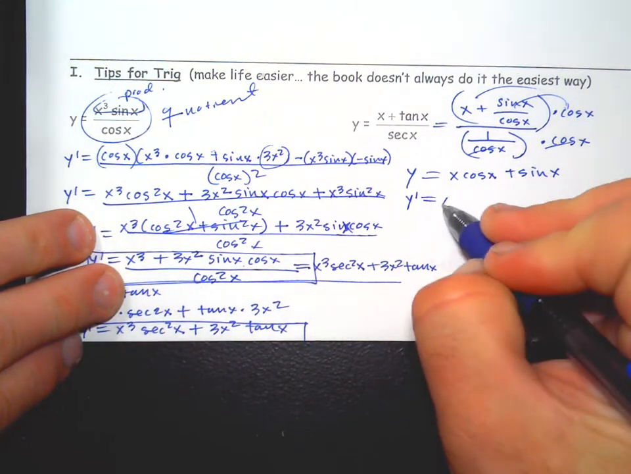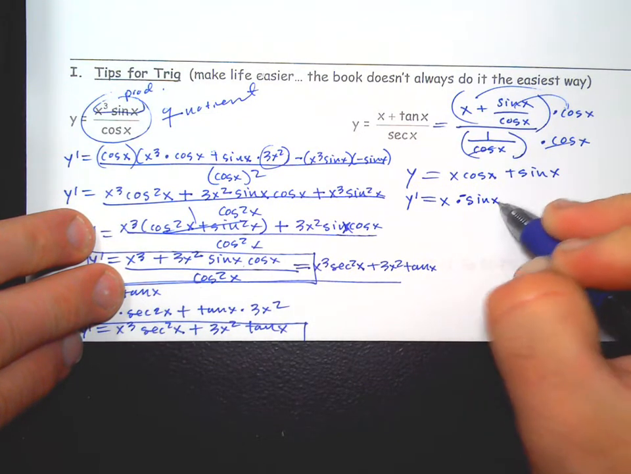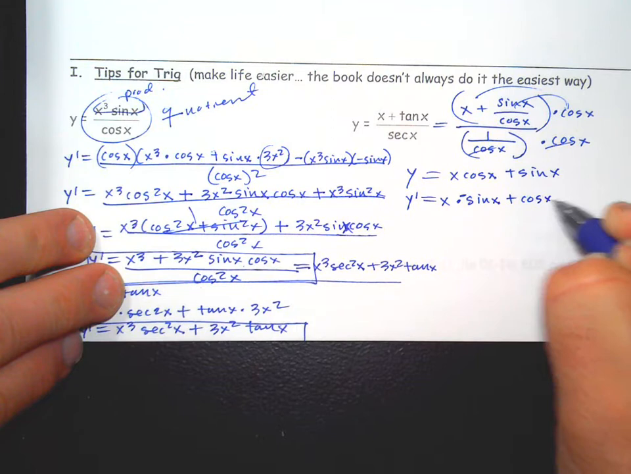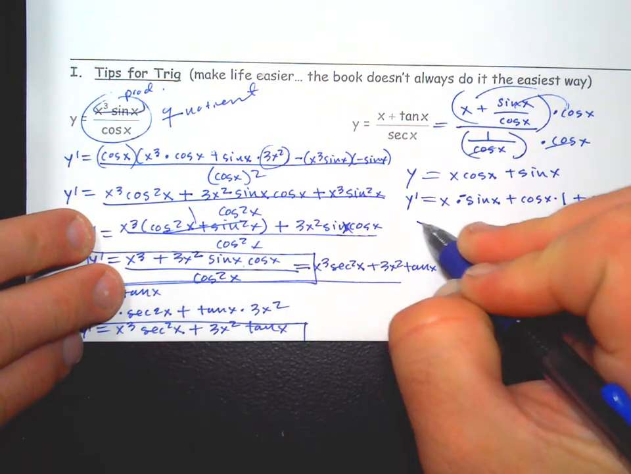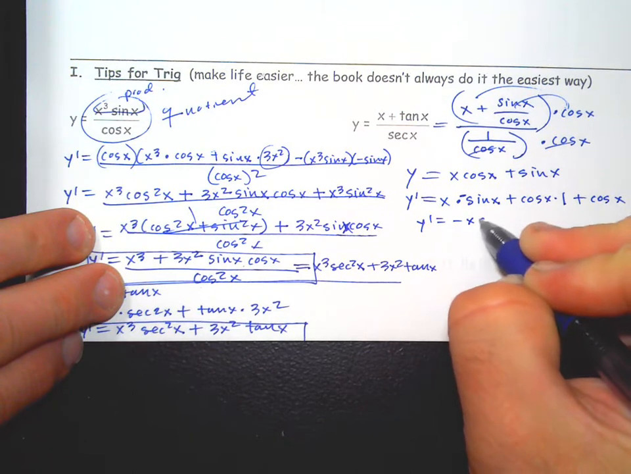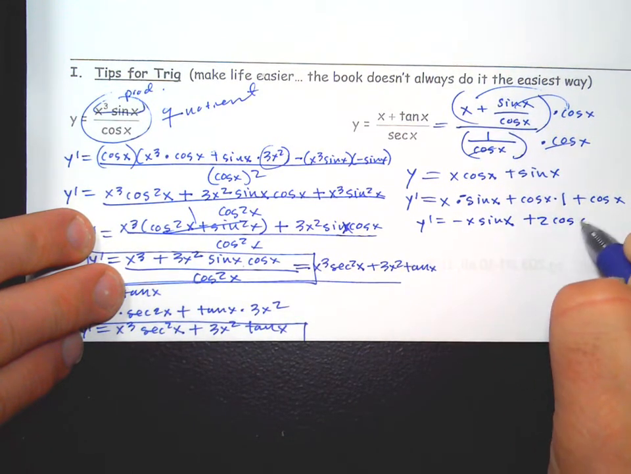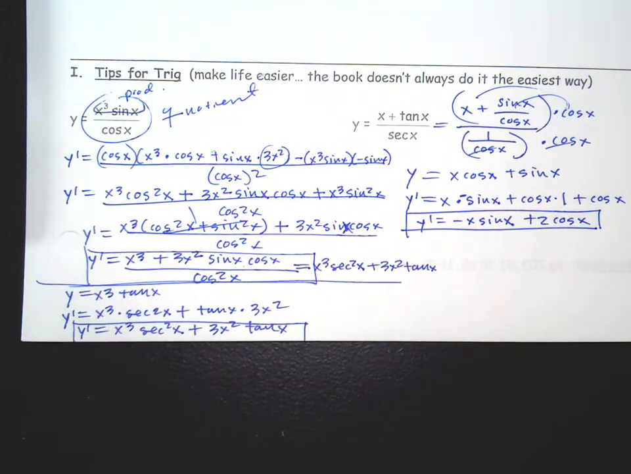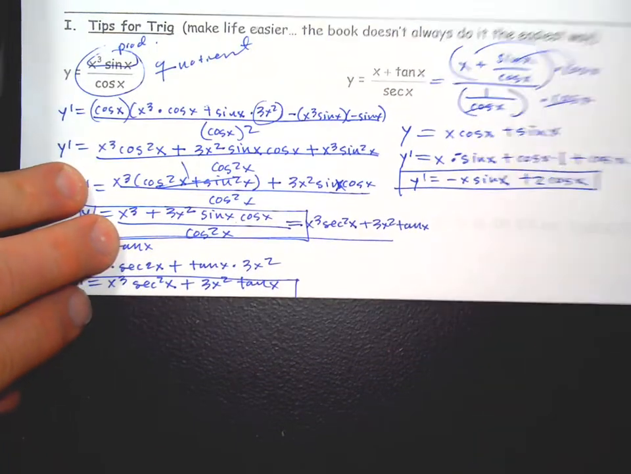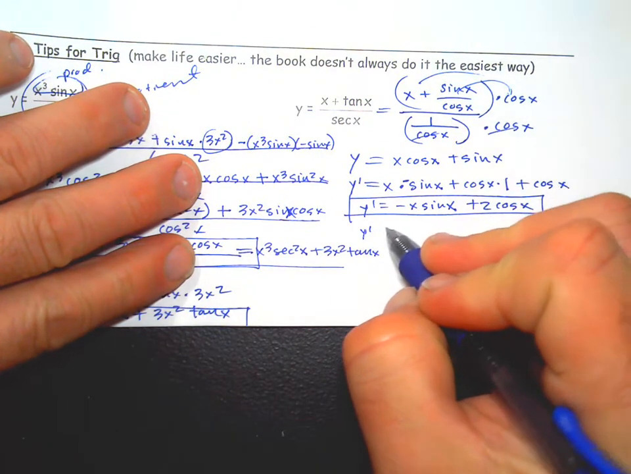Y prime here would be x times negative sine x plus cosine x times 1 plus cosine x. So y prime equals negative x sine x plus 2 cosine x. So that'd be, I think, much easier than doing the quotient rule. I mean, you could try it. And it might not even look like that.